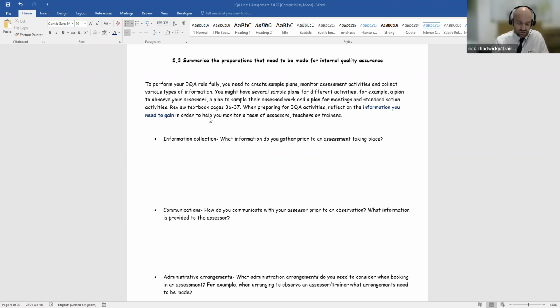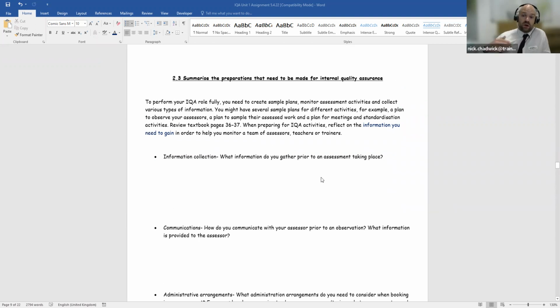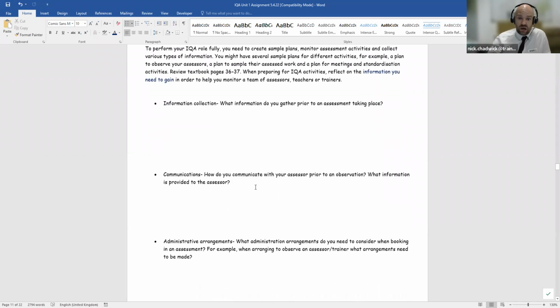Okay. And within your IQA strategy, I would like you to explain what types of information you are going to gather prior to assessments taking place. Think ahead to when you are going to be conducting an observation on your assessor or trainer. Tell me what information you gather prior to observing that assessment.